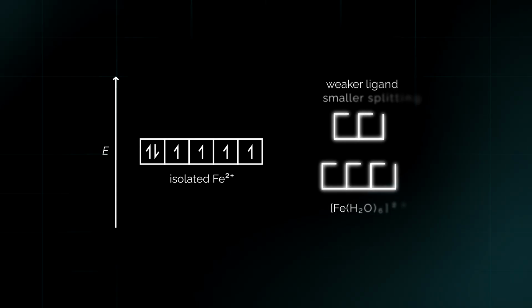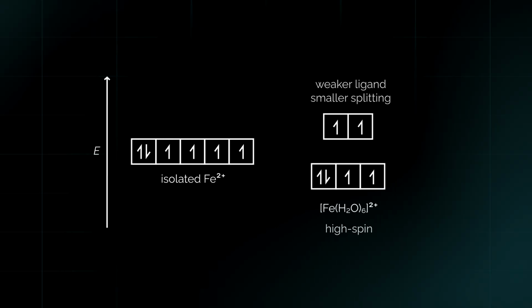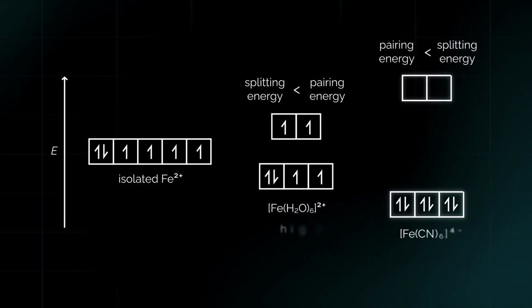With weak field ligands like water, the gap is small compared to the pairing energy. To avoid the cost of pairing, electrons move into higher energy orbitals instead. This leads to a high spin configuration with more unpaired electrons. Why does it matter whether a complex is high spin or low spin? Turns out this affects magnetism.